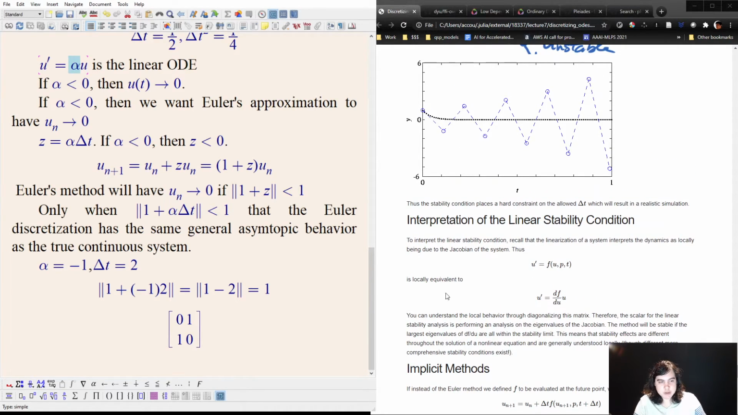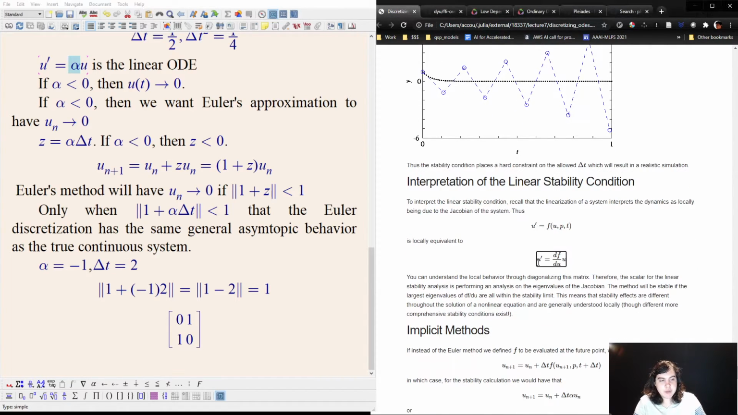Yeah, I think I kind of went over this part. So this is really just saying that the way to understand this linear stability condition in practice is that you linearize your dynamical system, any nonlinear one. You look at the maximum eigenvalue, that is what you can consider alpha to be. And so you need to be changing your delta t such that you're always making sure that the stability condition is satisfied.